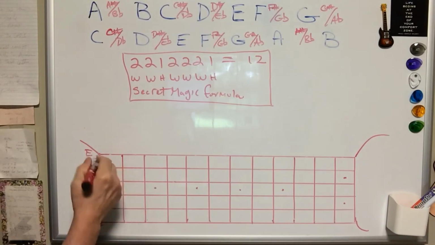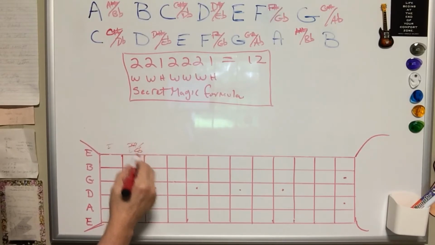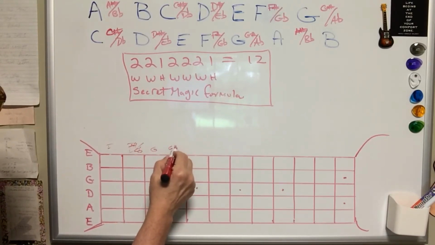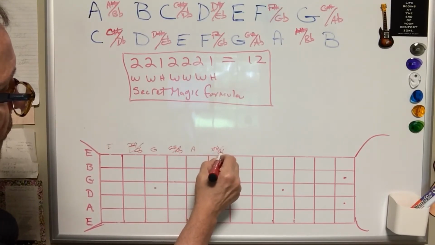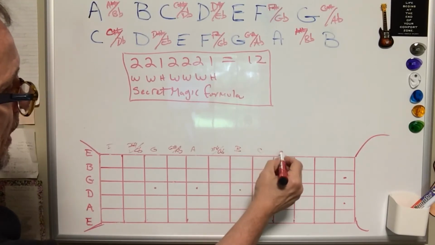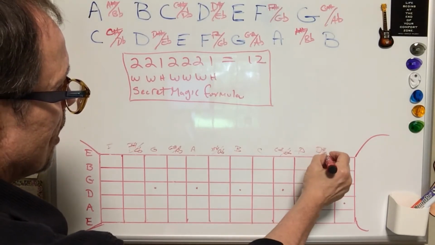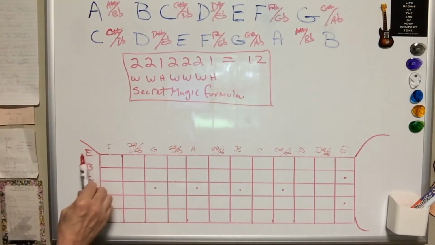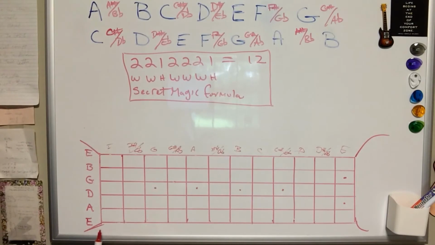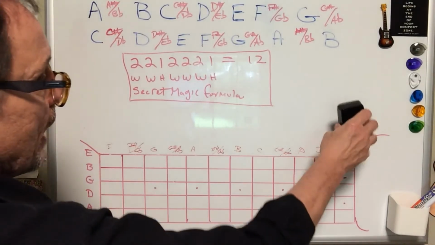So we have E, this is going to be F, this is going to be F sharp, G flat, it's going to be G, it's going to be G sharp, A flat, that would be A sharp, B flat, B, C, C sharp, D flat, D, D sharp, E flat, back to E. There we have our notes on our first string and also on the sixth string. It would work for both of them. So now let's take a look and see how we're going to make a major scale.